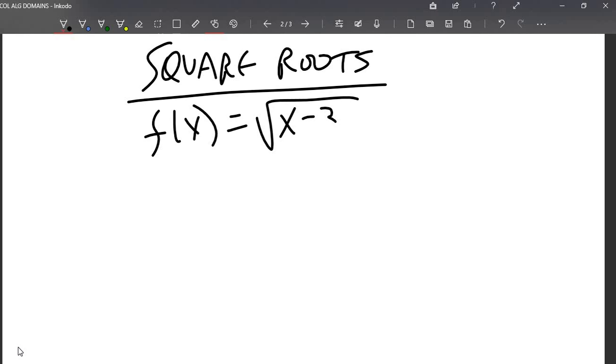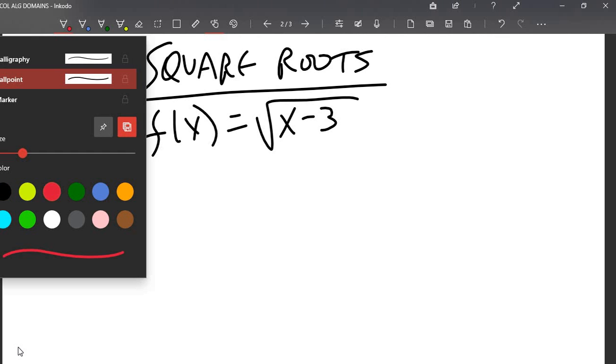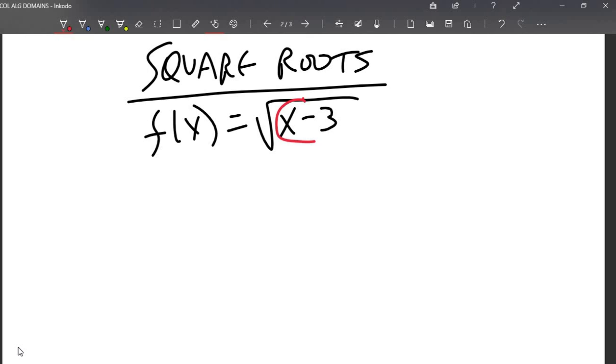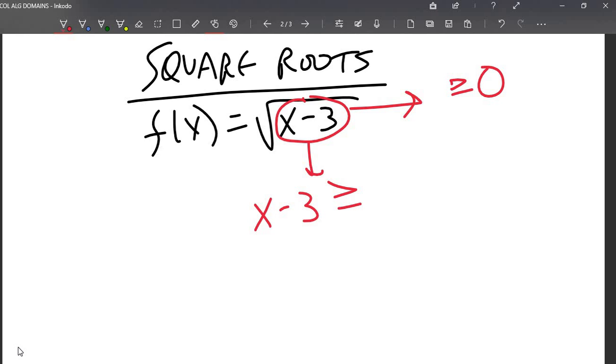All right. In order to find the domain of a square root function, you have to remember what's underneath this number right here has to be greater than or equal to 0. Remember, you can't have a negative under a square root symbol. So we use the fact that what's underneath is greater than or equal to 0 to set up an inequality. So we'll take the x minus 3, set it greater than or equal to 0, and solve for x.